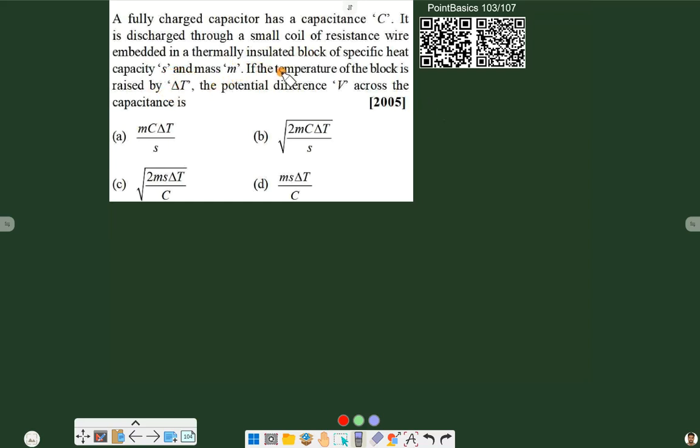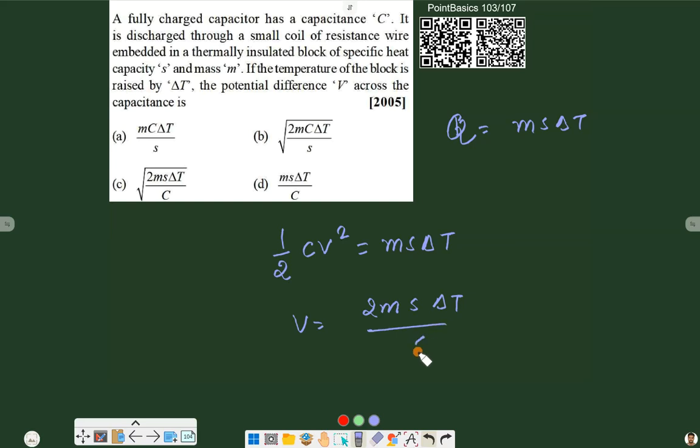If the temperature of some body of specific heat capacity S and mass M is raised by delta T, it has absorbed energy Q equal to MS delta T, and that energy is supplied by the capacitor, where it was previously stored. So half CV square is equal to MS delta T, and comparing these, V will be under root 2MS delta T by C. So option C will be the right answer. Moving to next question.